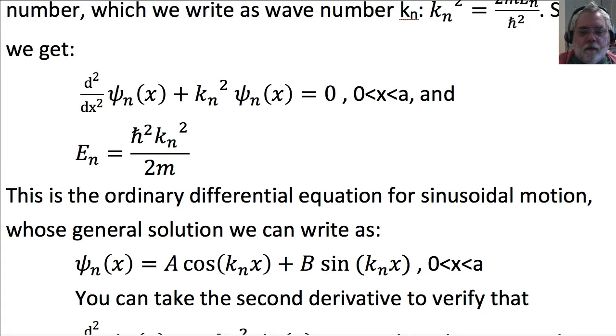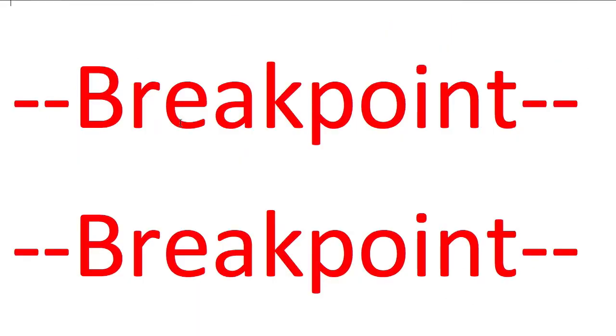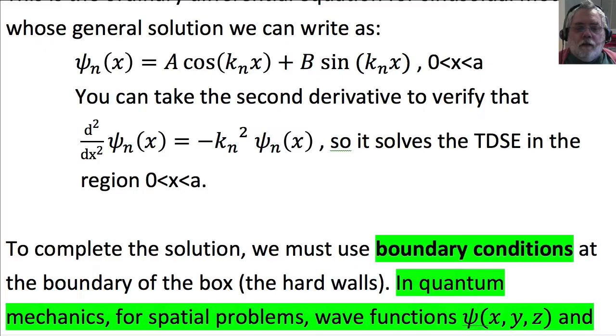Now, if you want, you can verify that if we take the second derivative of this psi, we get minus k sub n squared psi. And if we plug that back in, we get that the left-hand side is 0 and the right-hand side is 0. So it does solve the time-independent Schrodinger equation in this region. This should say TISE. This is a possible time to take a break.